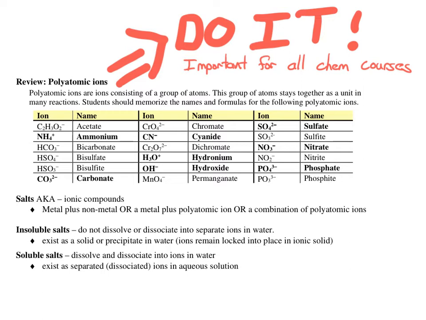Polyatomic ions are groups of atoms that are held together by covalent bonds, and they possess a net charge. When soluble ionic compounds dissolve, these polyatomic ions stay together as a group. Salts are another term for ionic compounds. We recognize ionic compounds because they contain a metal and a nonmetal, or a metal plus a polyatomic ion, or some combination of polyatomic ions. Salts can be soluble or insoluble, and we will learn solubility rules in order to predict solubility of ionic compounds.